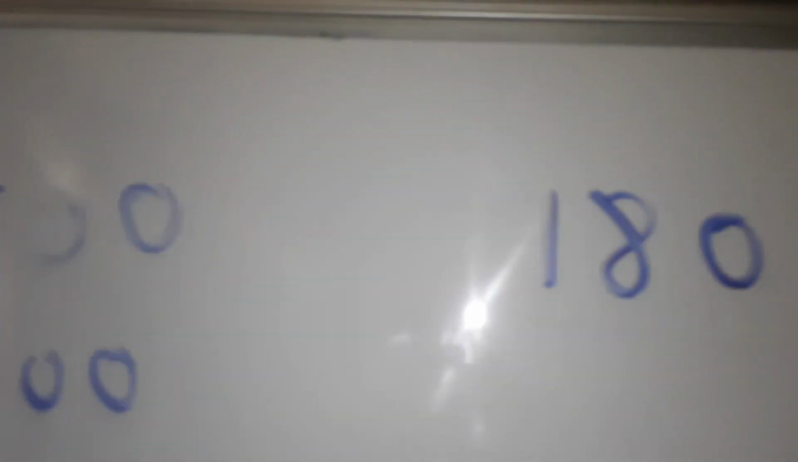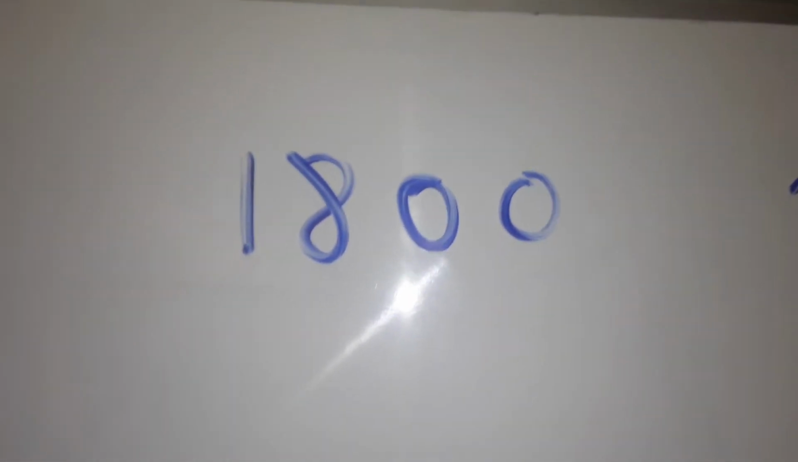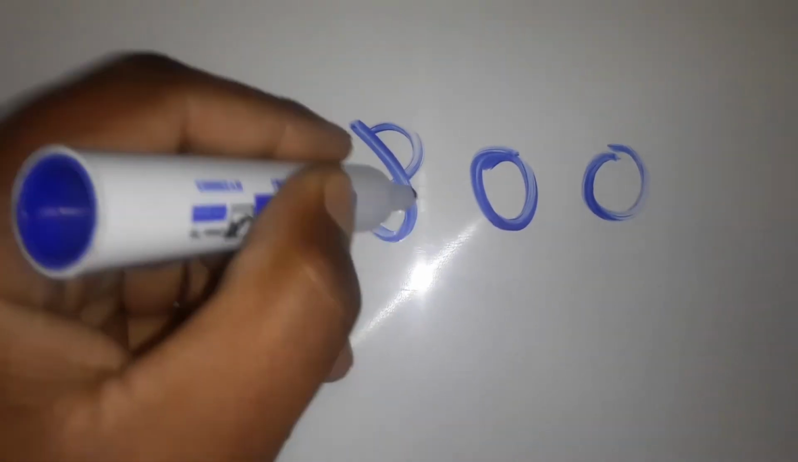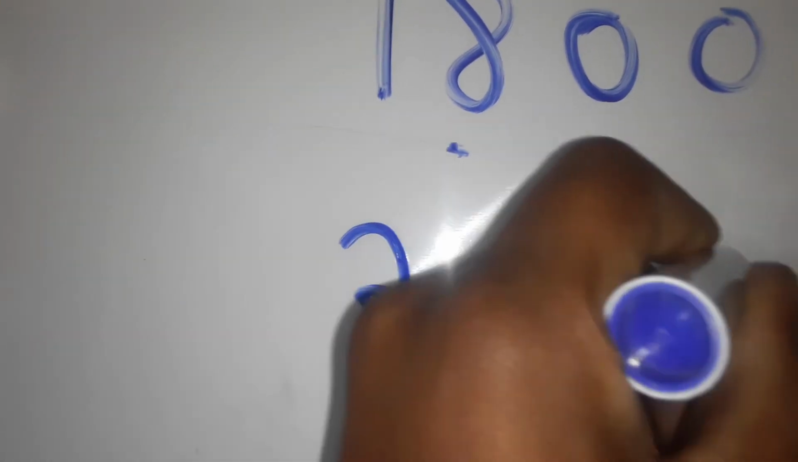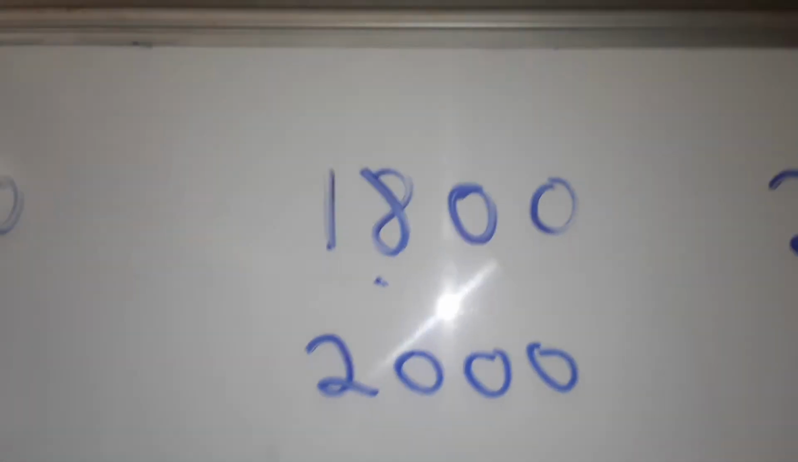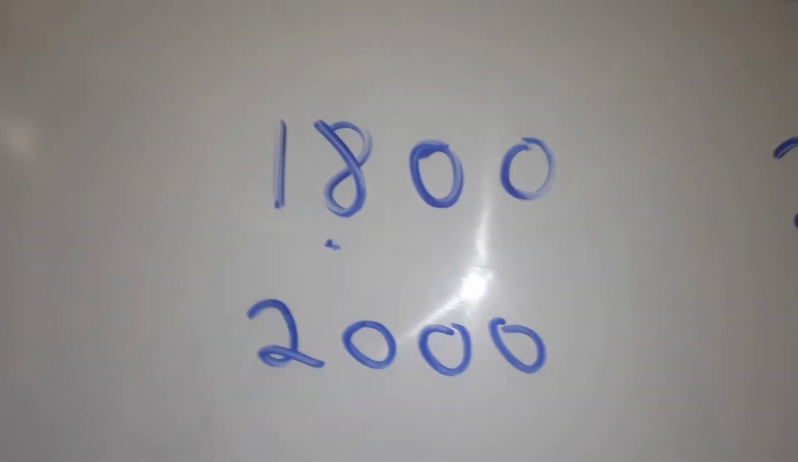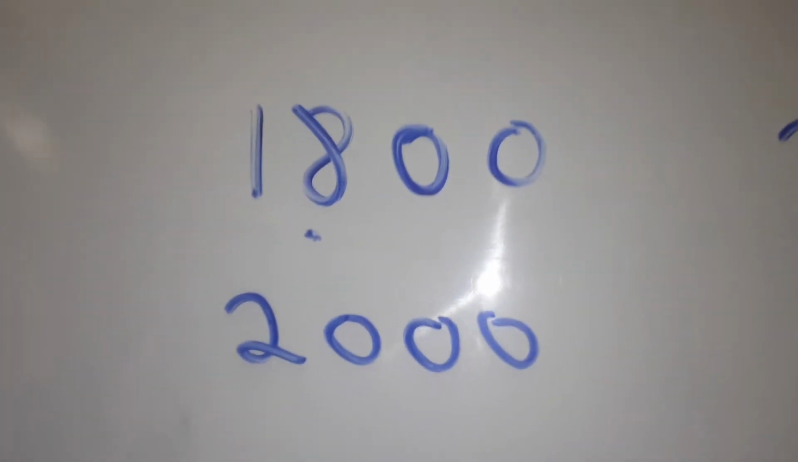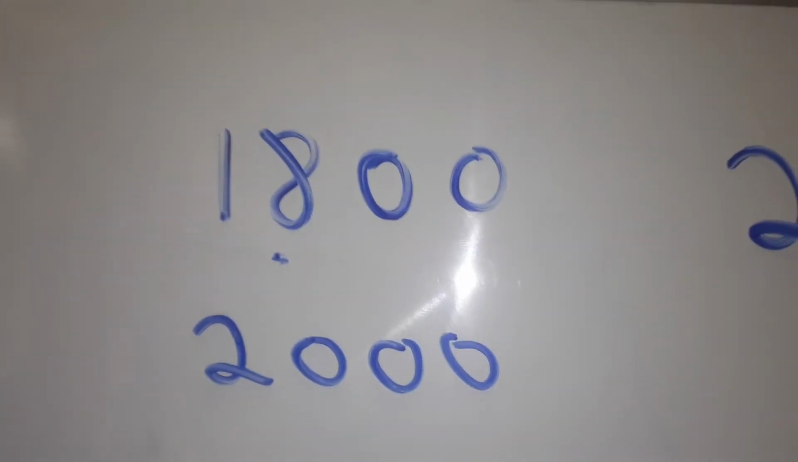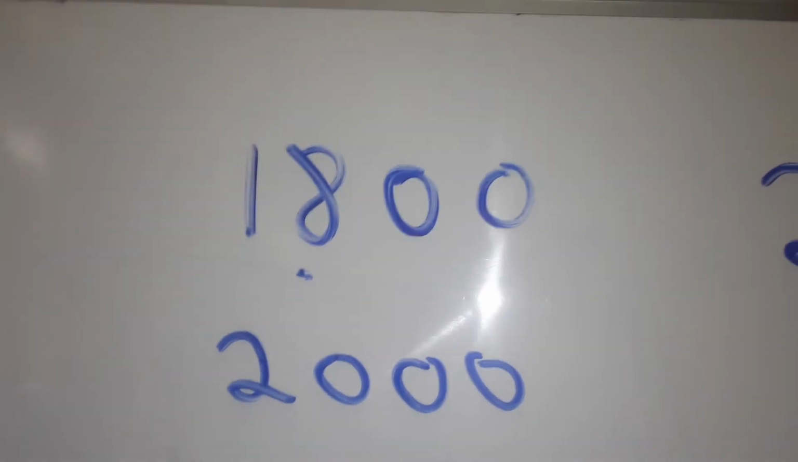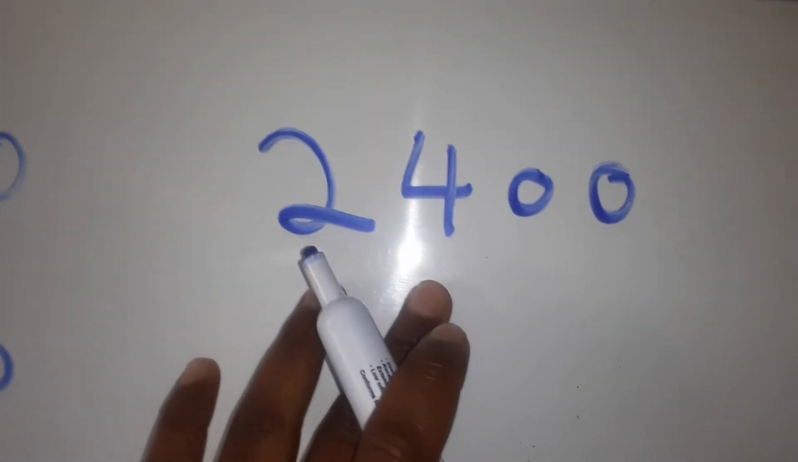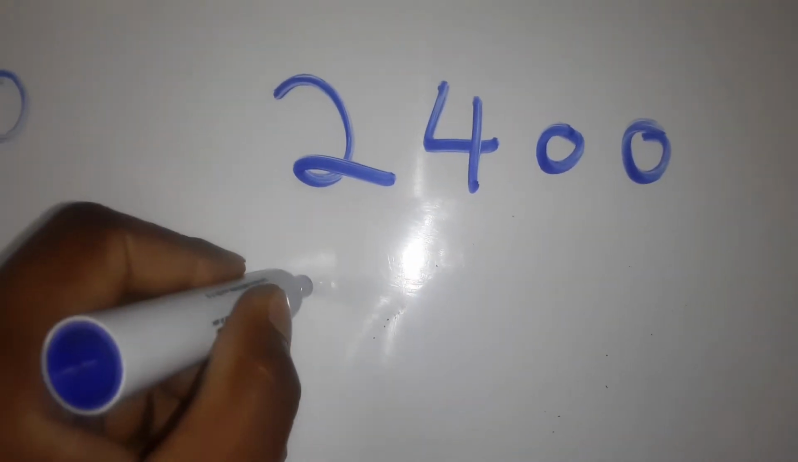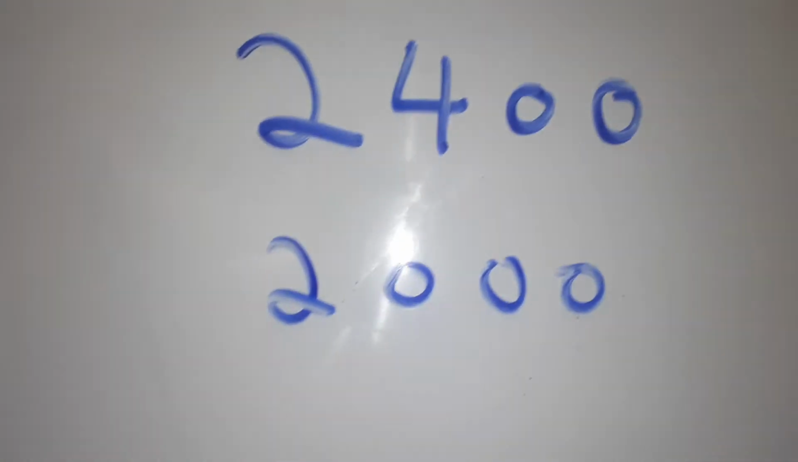Yeah. And then we're having 1,800. So in 1,800, we're gonna look at the 8, which is gonna change here. We're getting 2,000 again. Yes, rounding off to the nearest thousand. I'll have 2,000. Then we'll move on to the next one. So we have 2,400. So we look at the 4. It doesn't change. So we have 2,000 again.